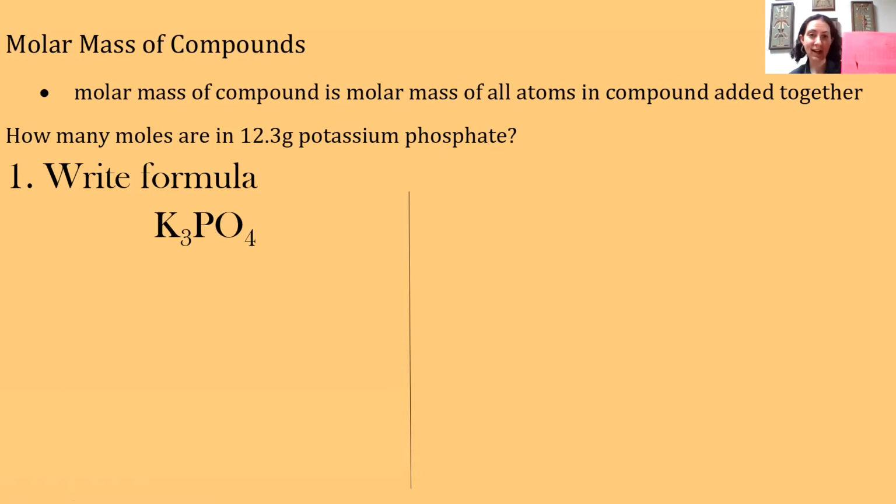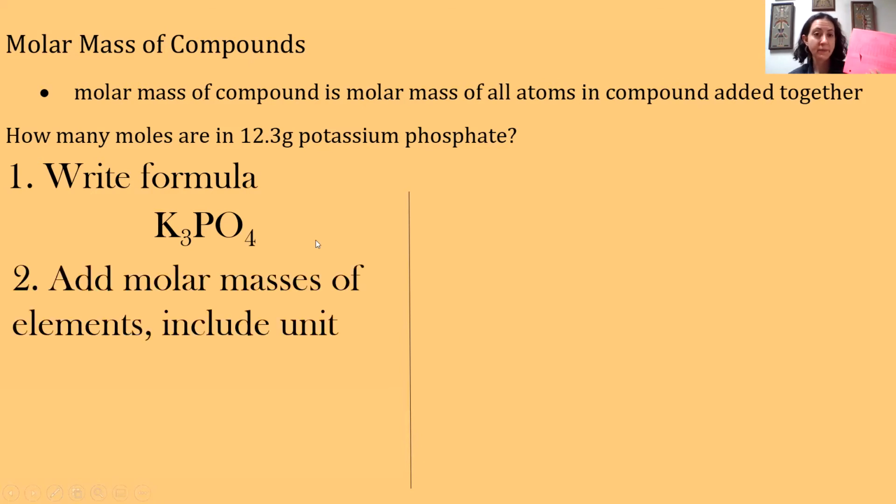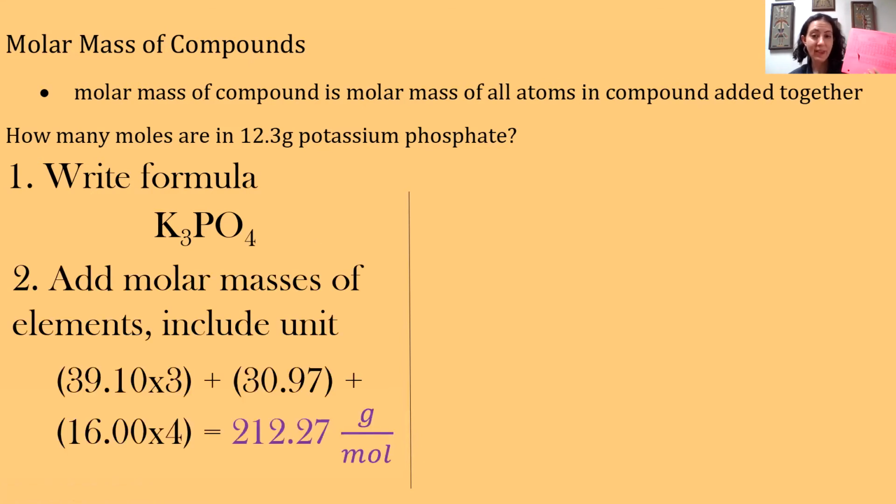Okay, so now we need to figure out the molar mass. Just like I said last time, it's going to be the molar mass of 3 potassiums plus the molar mass of phosphorus plus the molar mass of 4 oxygens. Again, because that's what it says right here to do. So we'll add up all the molar masses and we get the molar mass of the compound. So this is grams per mole.